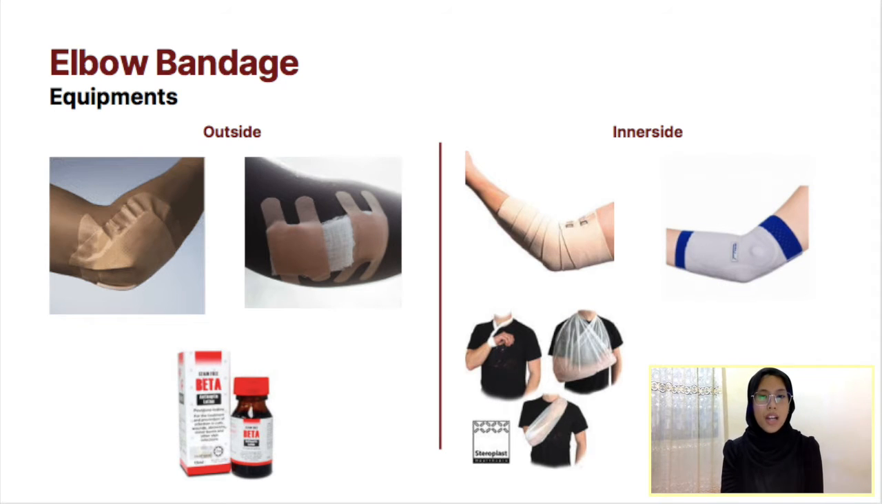But for the inner side case, for elbow injuries, you need to find and use an elastic bandage, for example an elbow gear. And if you encounter the worst case like a fracture, tear, or you can't move your elbow, you might need the triangular sling to support your elbow.